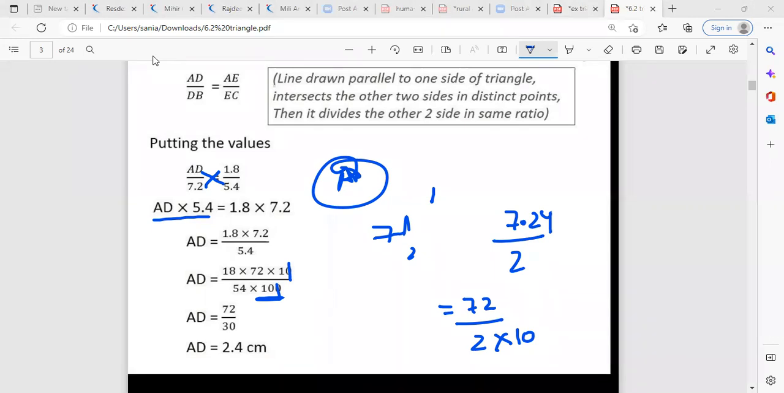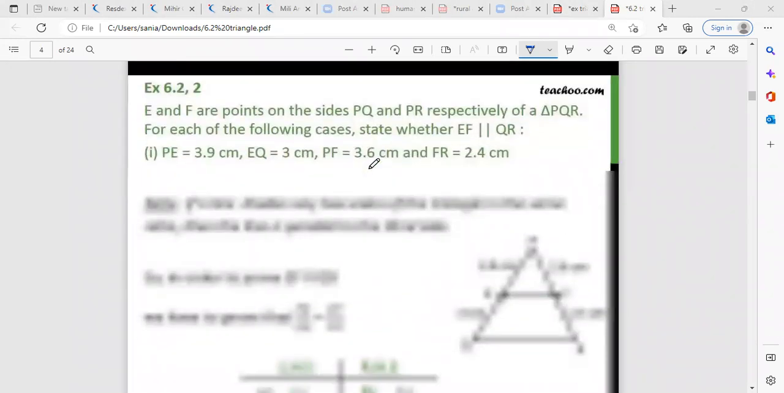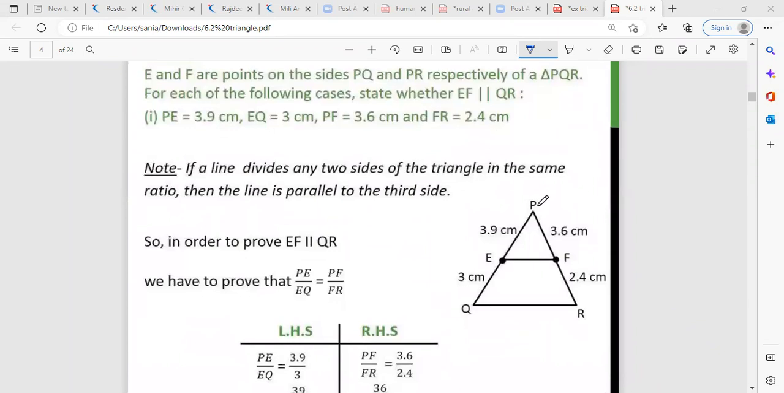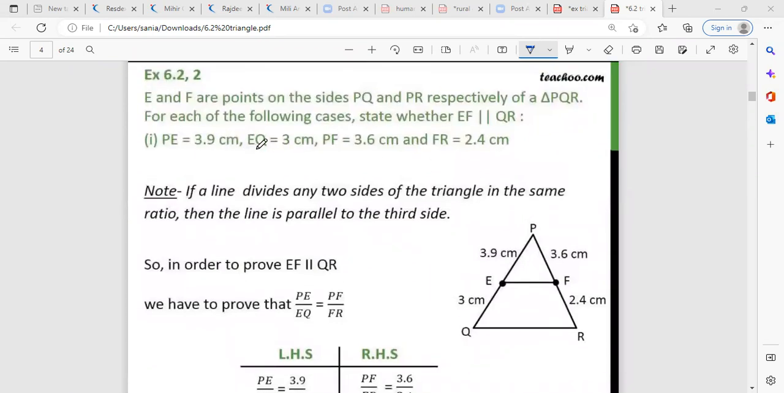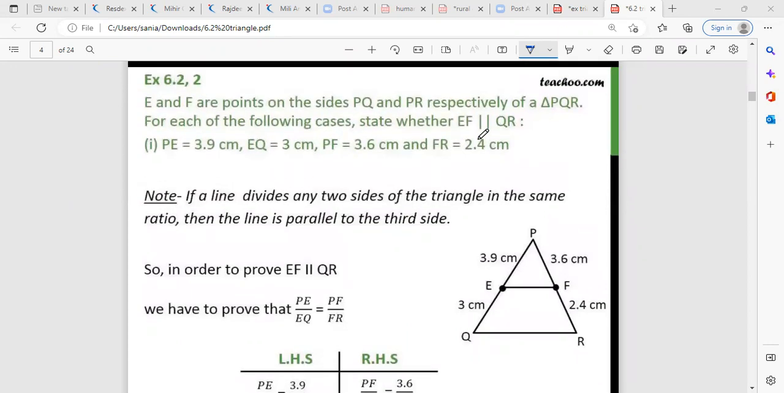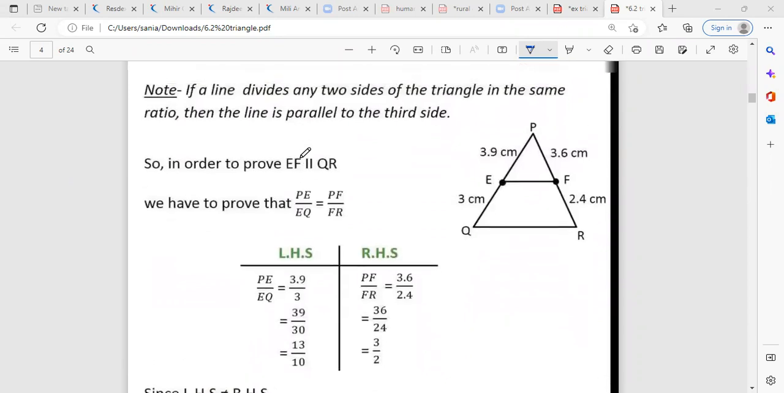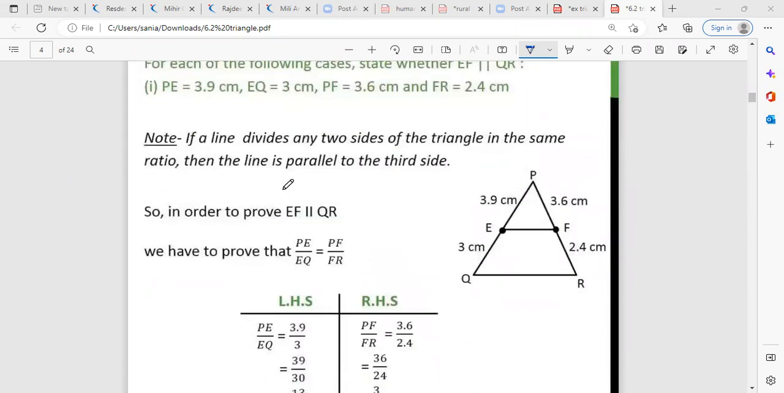Now the next is question number 2. E and F are points on these two sides. Everything is given. First, PE, this and this and this. First of all, state whether EF is parallel to QR or not. In every case you have to do this. This is very important. I'll do the first part and I think you can do the other part.